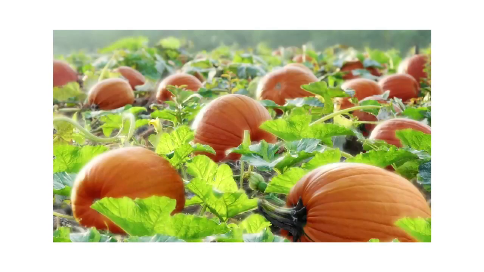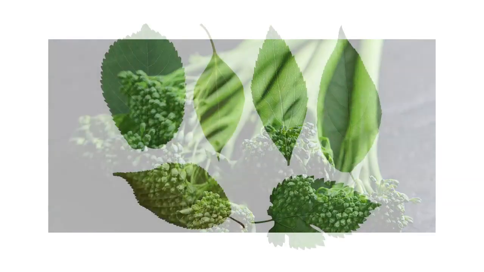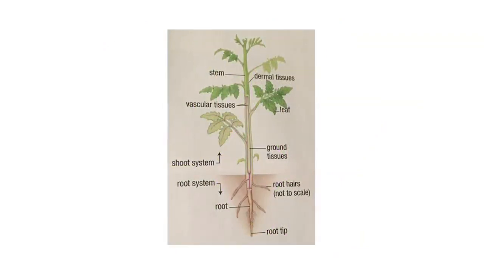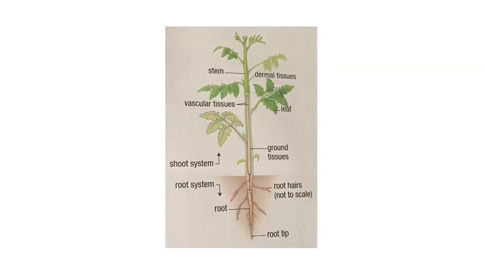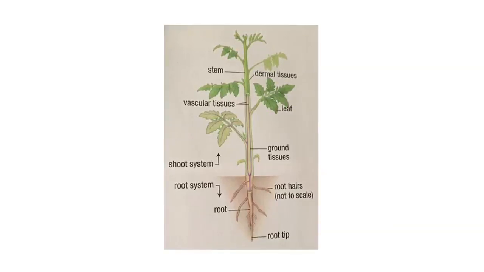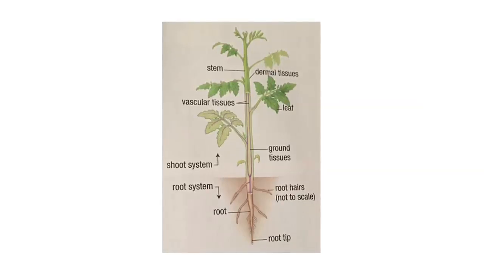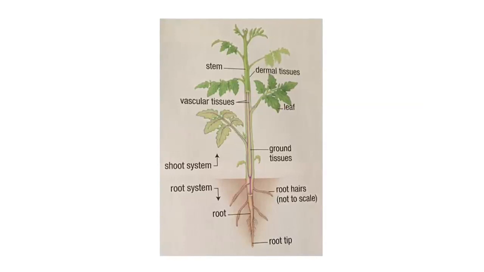In every adult plant, we will find these three types of tissues: parenchyma, collenchyma, and sclerenchyma. These three types of tissues are called permanent tissues. They are the simple tissues or ground tissues found in every plant. In addition to these three tissues, the plant also has vascular tissues.